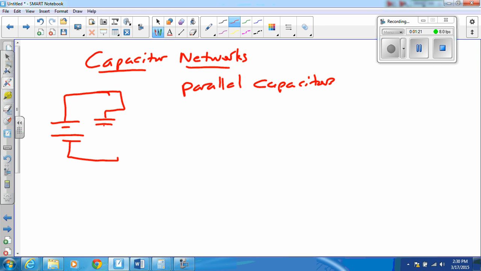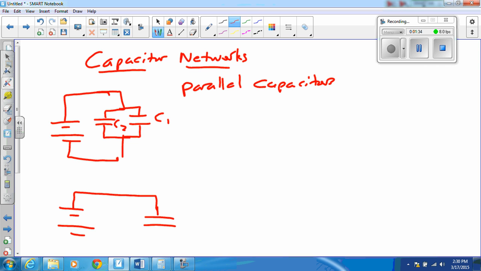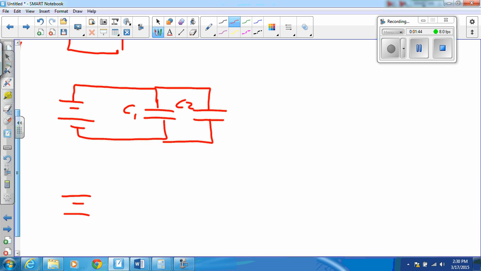And you can draw your capacitors in several possible ways. You can draw them like this, C1 and C2. You could also draw them like this. Or you could even draw them, oddly enough, like this.